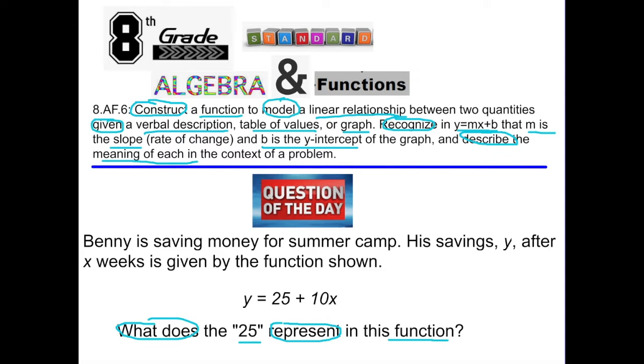Benny is saving money for a summer camp. His savings y after x weeks is given by the function shown, y equals 25 plus 10x. What does the 25 represent in this function?